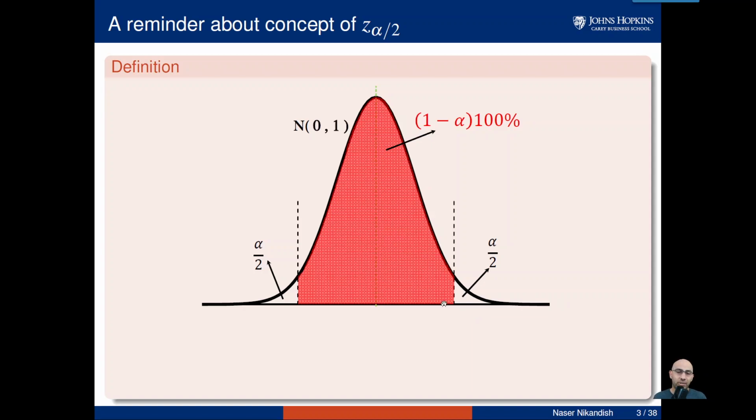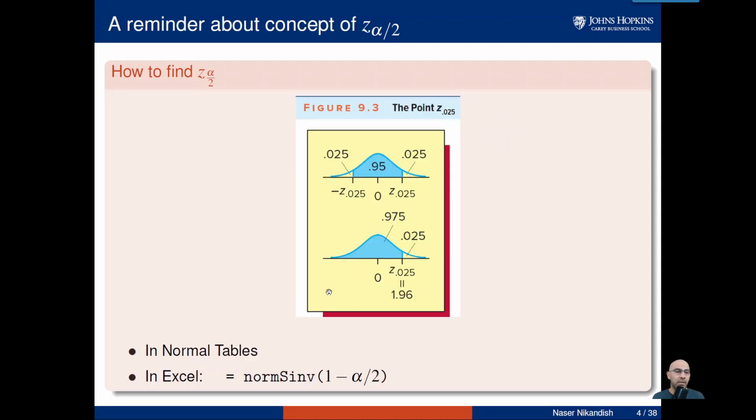Well, this is symmetric, right? Symmetric around 0. Then the area before minus z of alpha over 2 is also going to be alpha over 2. Why did I use minus z of alpha over 2? Because this is symmetric around 0. So if, for example, z of alpha over 2 is 2, there is an equivalent point on the other side of 0, minus 2. The area up to minus 2 is alpha over 2, and the area after 2 is also alpha over 2. All right, so that is the very basic concept to keep in mind.